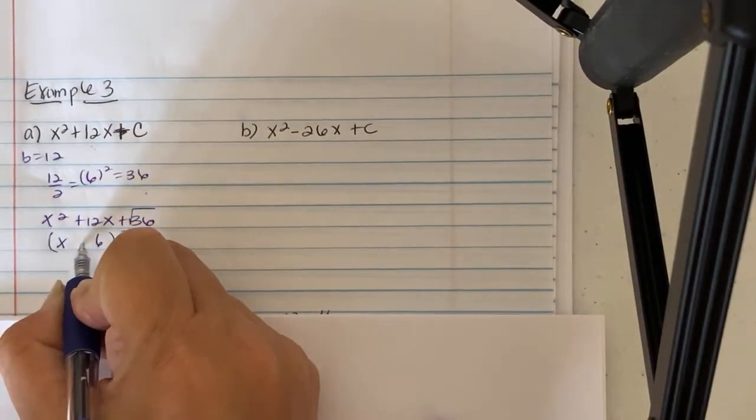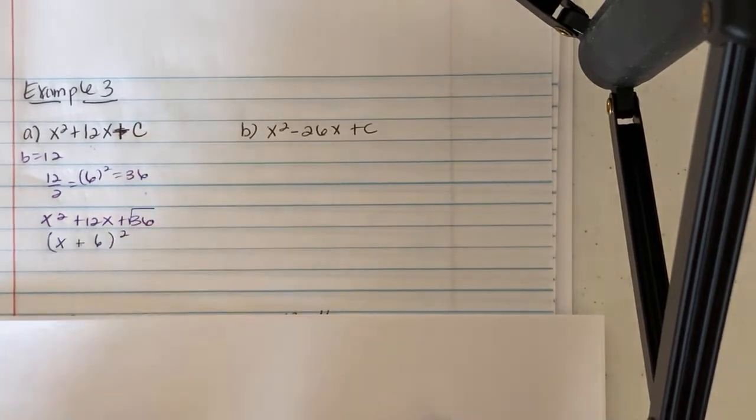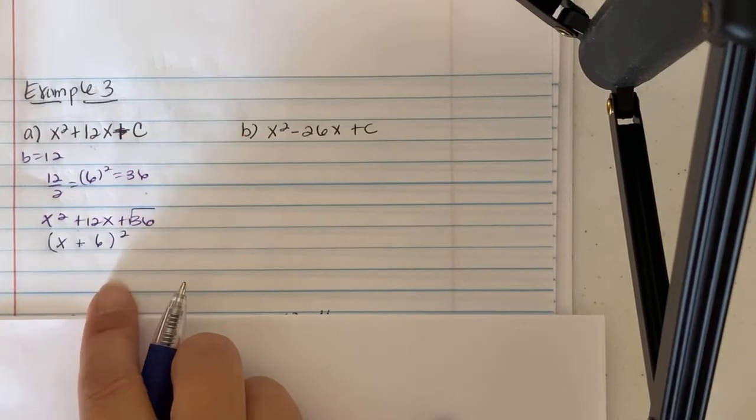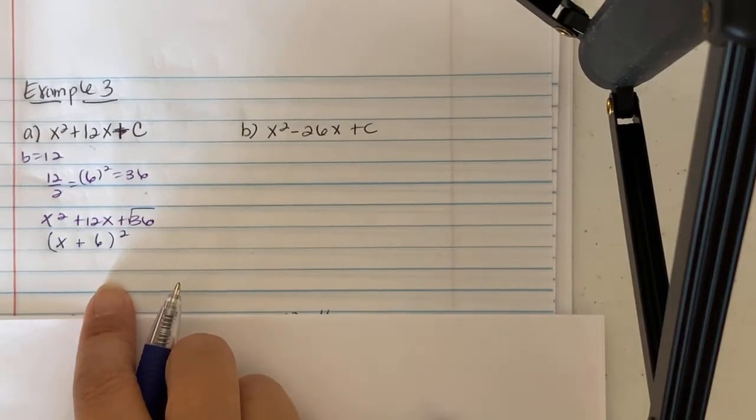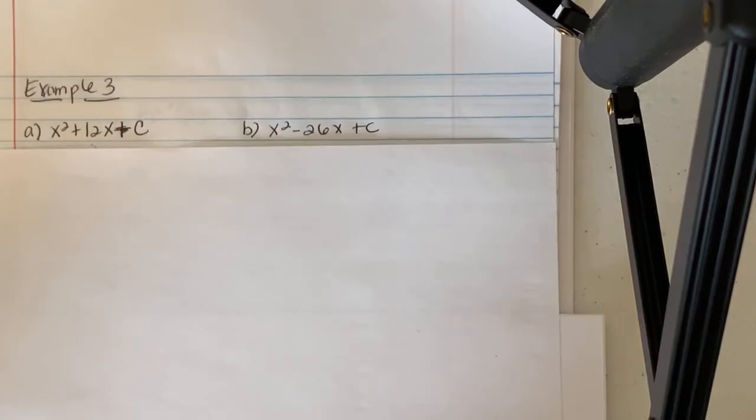The sign of the middle value is going to be the sign of the middle. Since it's a positive 12, I'm going to put a plus sign in the middle. And now we're set up to completing the square. I want you guys to try b.